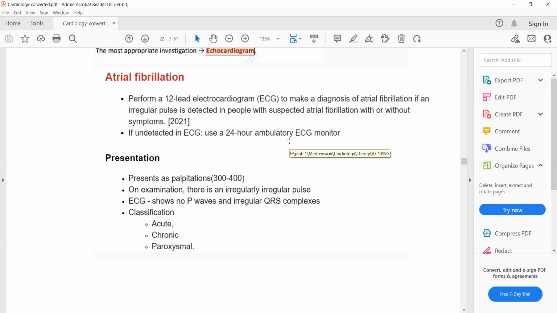So someone presents to you with suspicion of arrhythmia, and you did a 12 lead ECG, and the arrhythmia is diagnosed on the 12 lead ECG, then the next investigation will be echocardiogram. And if the arrhythmia is not diagnosed on 12 lead ECG, then you will first do a 24-hour ambulatory ECG to diagnose the arrhythmia, and then you will do echocardiography to see the cause of arrhythmia.